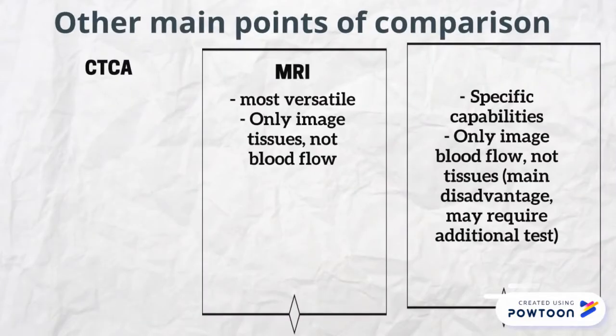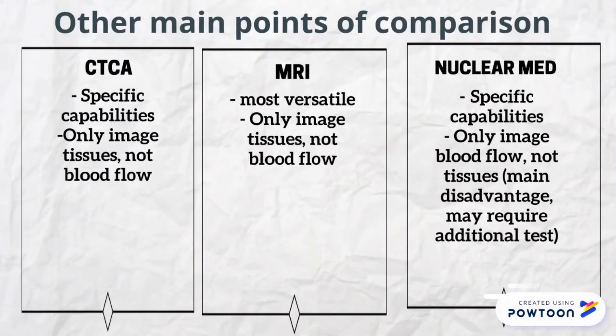In terms of diagnostic possibility, MRI is the most versatile with the ability to detect various conditions, while CTCA and nuclear medicine have more specific capabilities. As CTCA images the blood vessels, it is useful in diagnosing and monitoring coronary artery diseases and blockages.